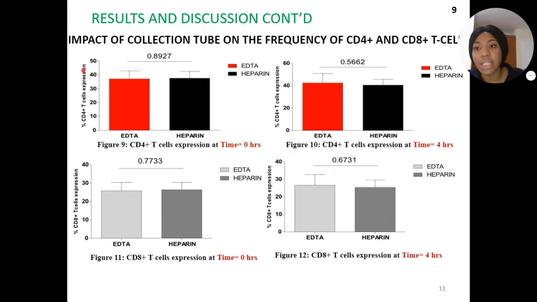And here we can see that the type of collection tube, be it EDTA or heparin, had no effect whatsoever, because 0.89, 0.77, 0.5, 0.6. So the collection tubes used had no impact on the frequency, that's the number of CD4 and CD8 T cells.